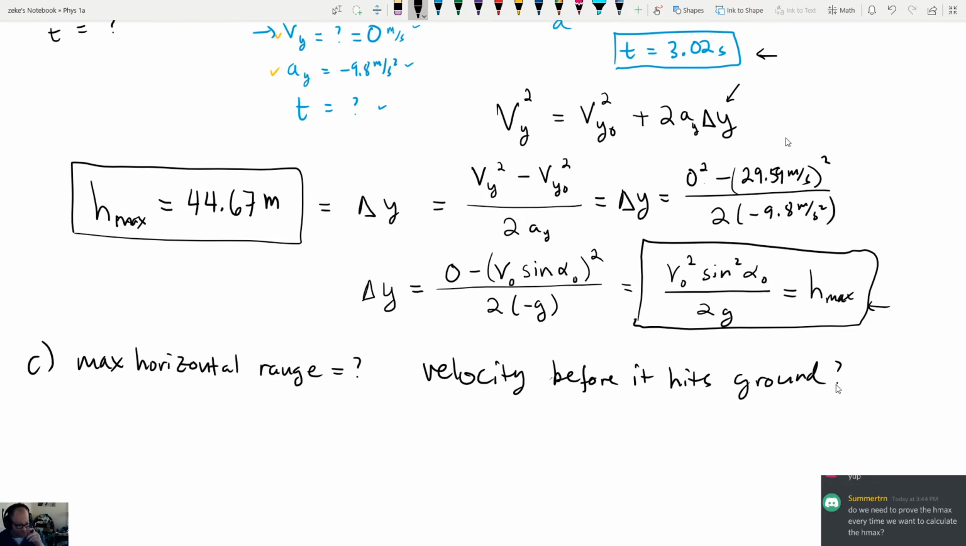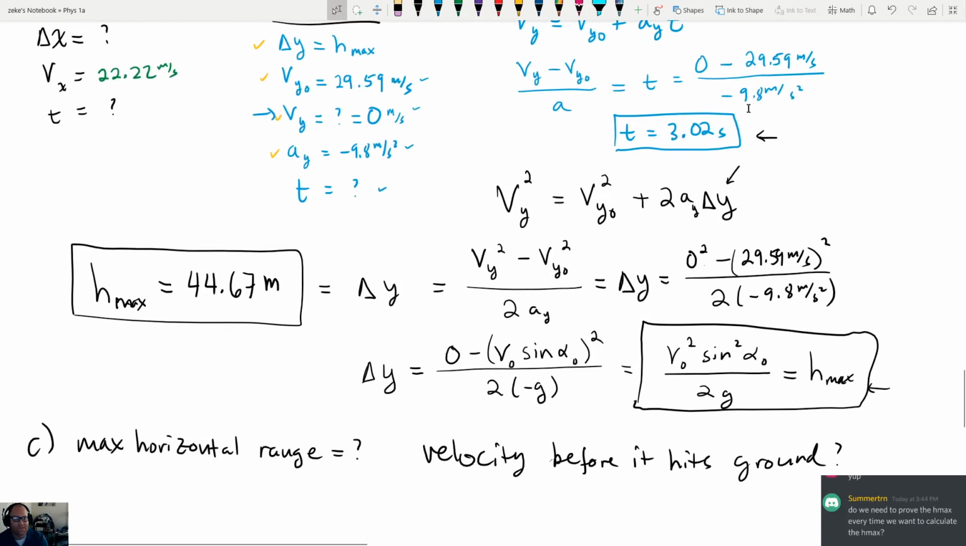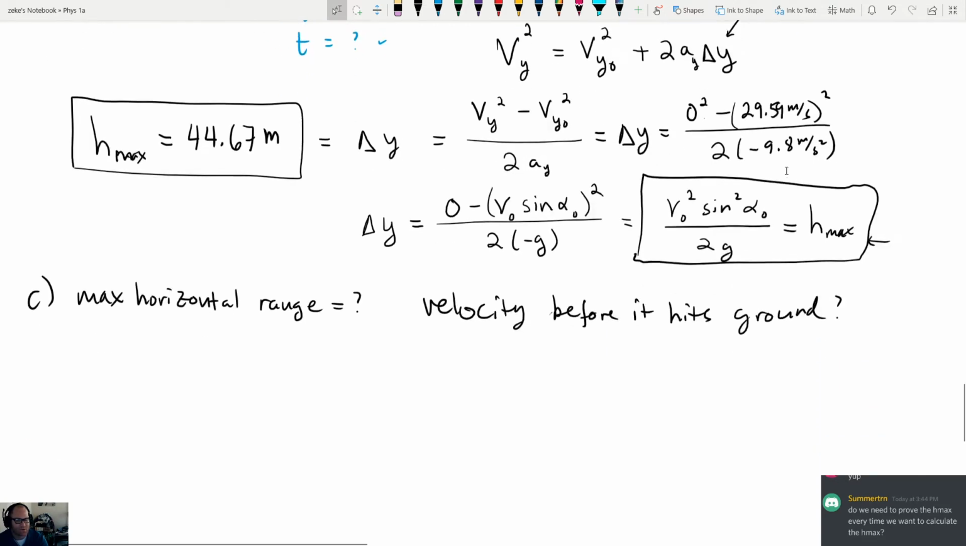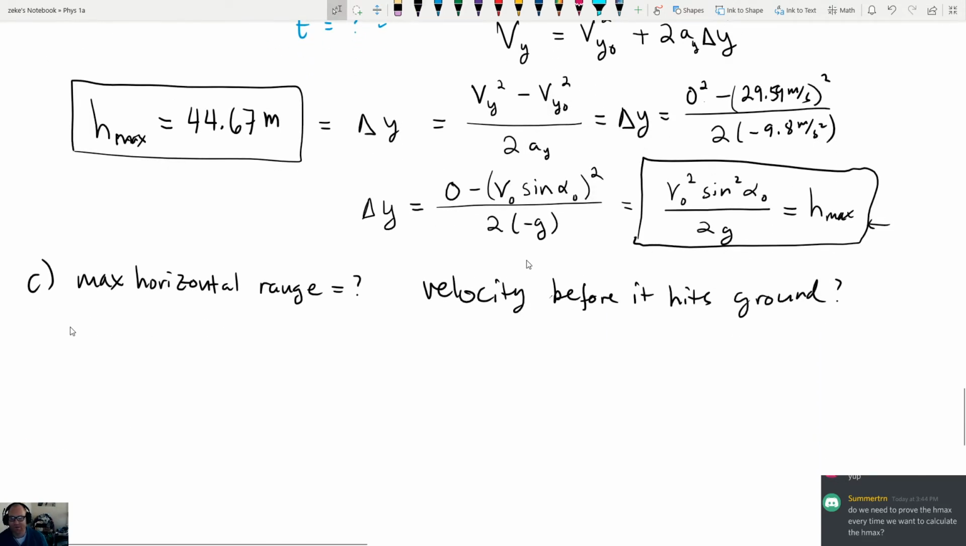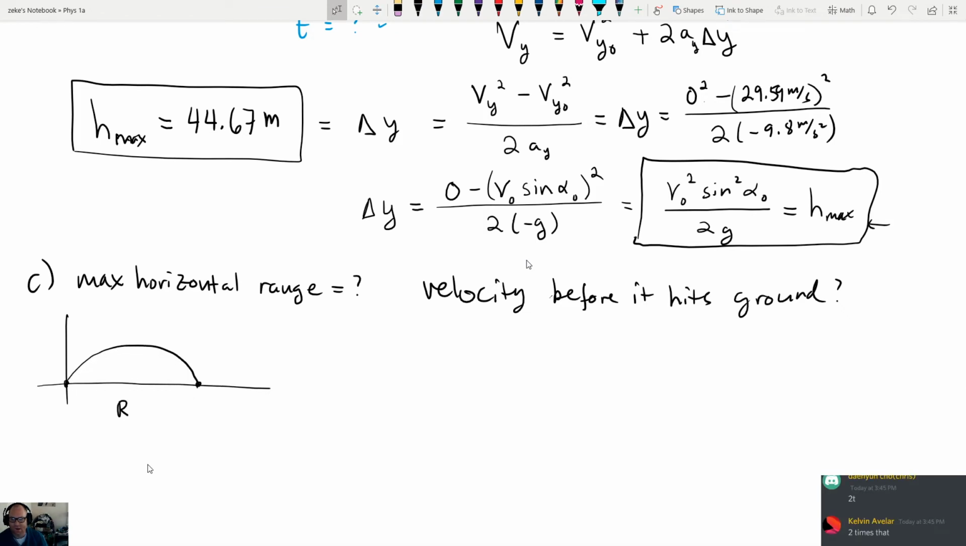Now, there's two different ways we can do this. One way would be to say, well, if this is the time that it takes to get to maximum height, right? What's the time that it's going to take to hit the ground? Max horizontal range would mean that basically the object is launched from here, and it goes through the air and it lands here. That's going to be the range, r. Yeah, 2 times the time. So we could basically say the time that this is going to take is going to be double the time. So that's one way you could do it. I'll leave that to you all to do it that method. I'm going to do it in a different way.